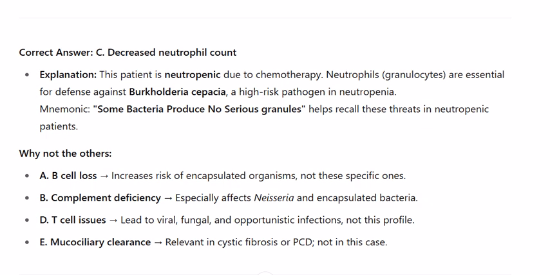Why not the others? A. B cell loss increases risk of encapsulated organisms, not these specific ones. B. Complement deficiency especially affects Neisseria and encapsulated bacteria. D. T-cell issues lead to viral, fungal, and opportunistic infections, not this profile. E. Mucociliary clearance, relevant in cystic fibrosis or PCD, not in this case.